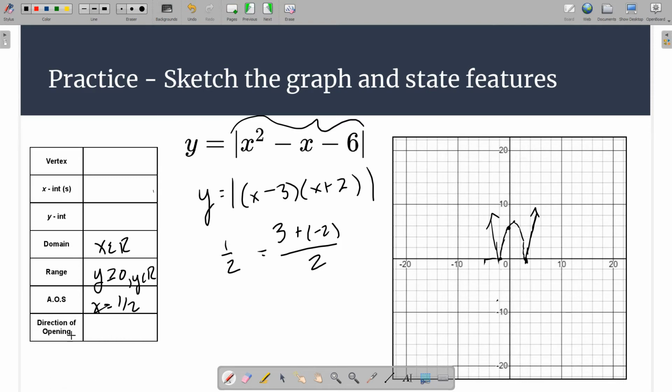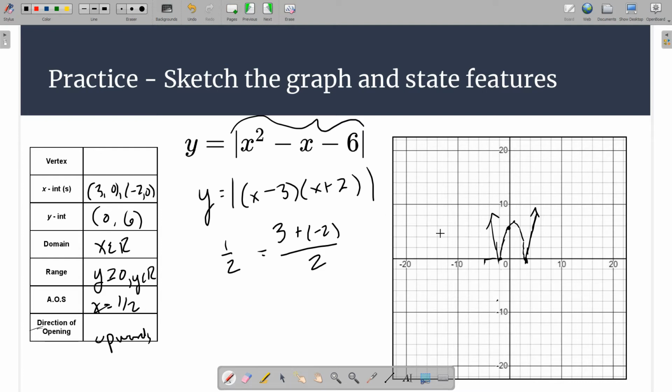Direction of opening. This is actually not the greatest question. It is upwards. We can say that. But I probably will change this for quizzes and stuff. I'm not a big fan of this question in the context of absolute value stuff. The y-intercept, well, I shouldn't say still, it's been changed. It's 0, 6 now. Our x-intercepts are already stated there, 3, 0, and -2, 0.